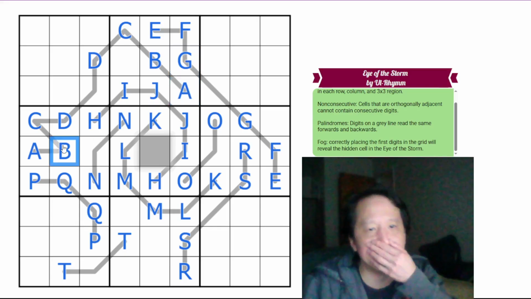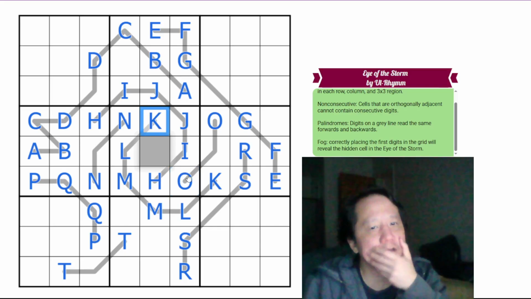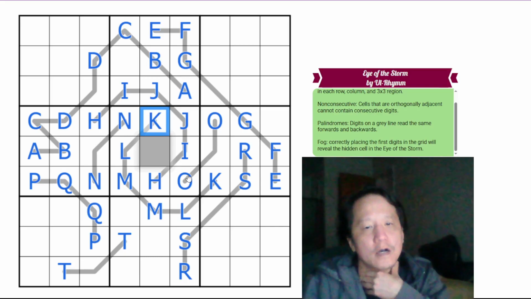What about B? I think B is very similar. B cannot be C, D, or H. Cannot be N. It could be K. It cannot be J because they're in the same box. It could be O. Wait, no, it can't be K. Okay. How do we approach this?